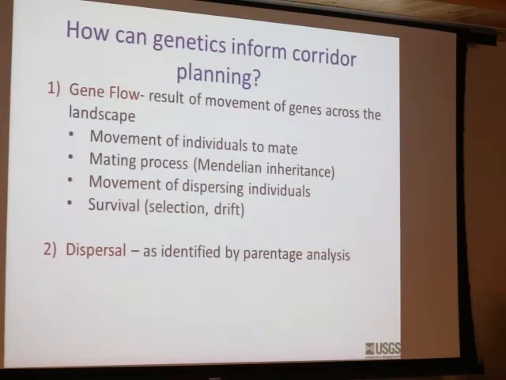So we really have two ways that genetics can inform corridor planning. Gene flow is probably the most commonly used way, and that's a result of the movement of genes across the landscape. It's a complex process, really. You've probably been talking about it all this week, but from the individual perspective you have movement of individuals to mate, and the mating process, so you have Mendelian inheritance there. These can all be written as a statistical process, so you can write an equation for any of these. You have movement of dispersing individuals, and then survival, and acting on survival you can have selection influencing survival, and the number of individuals in a population influencing drift.